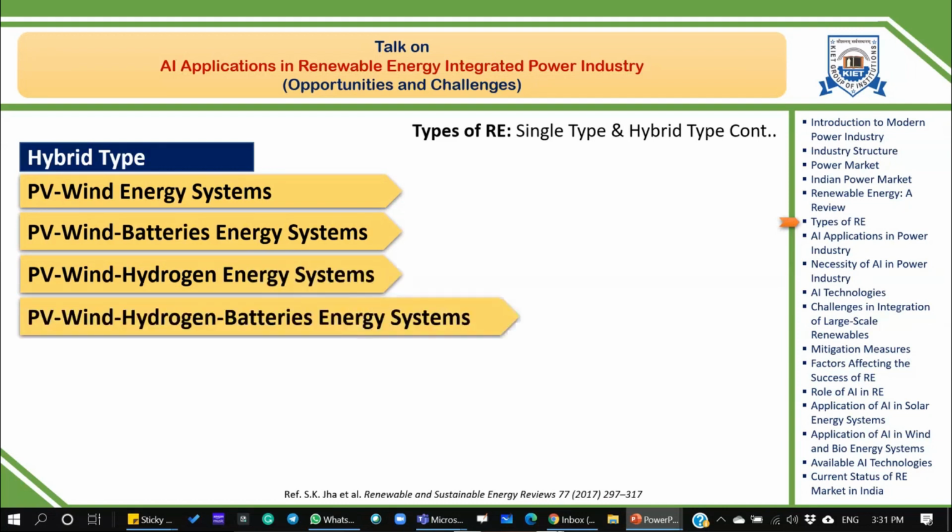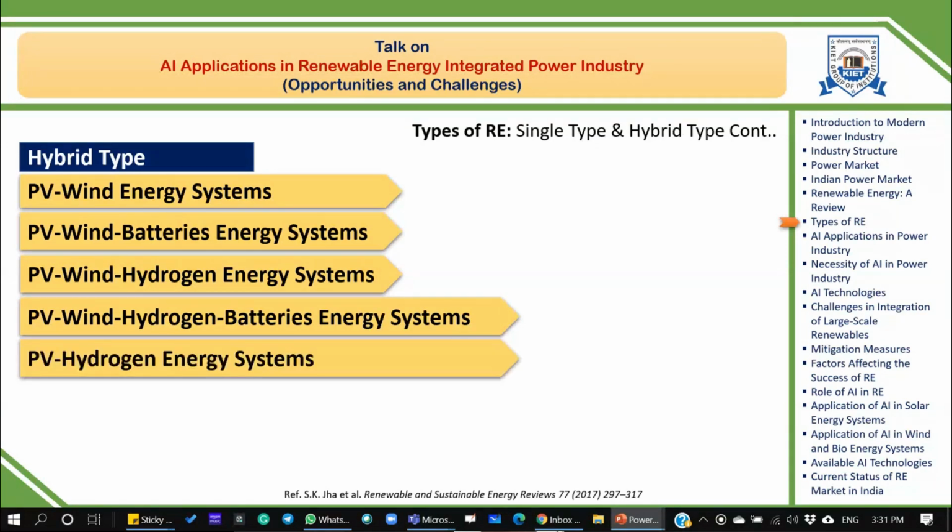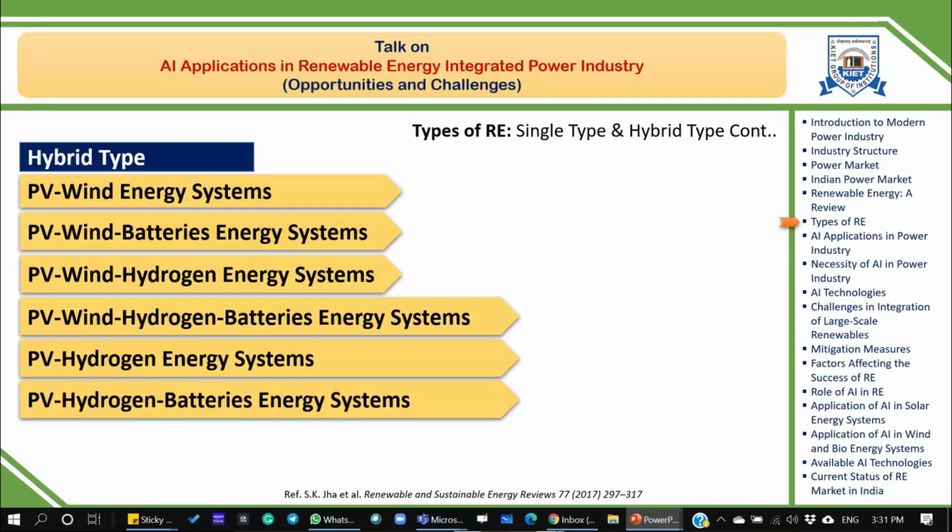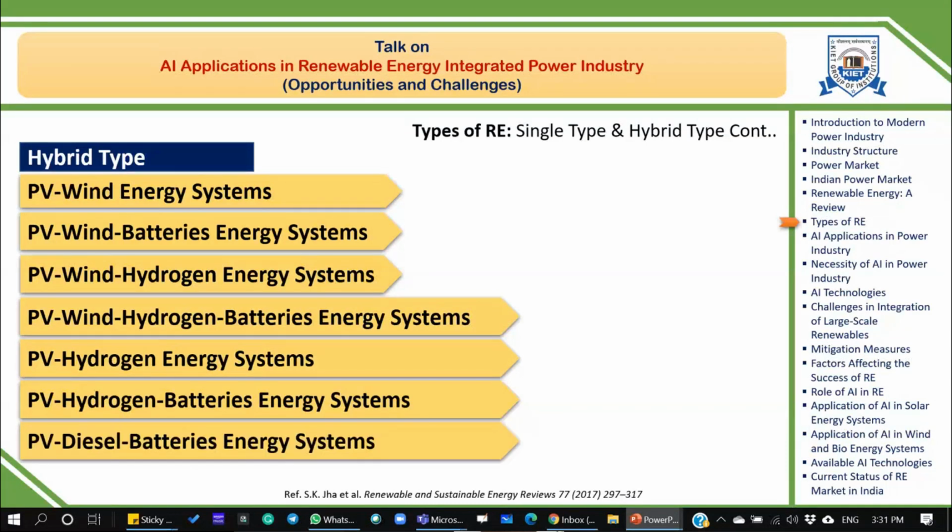So I am just giving a brief introduction of what are the possibilities by which we can generate electricity through renewable energy. So wind PV hydrogen battery energy system, then PV hydrogen battery energy system. A lot of research is already available in these directions.